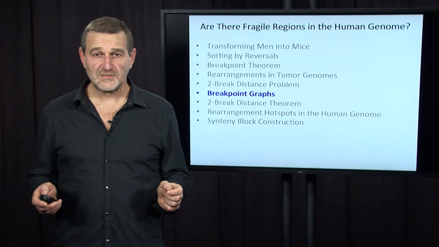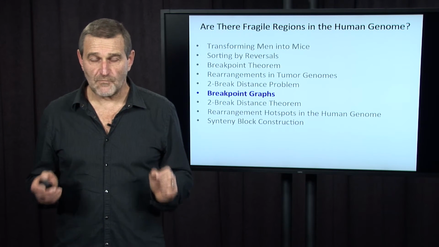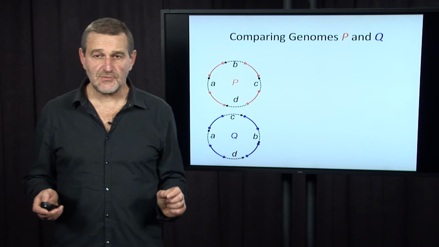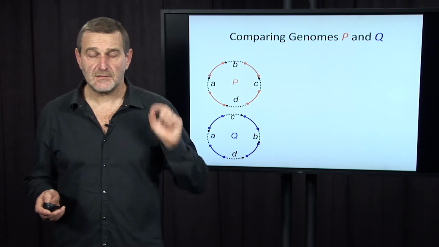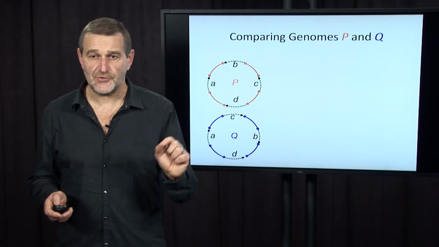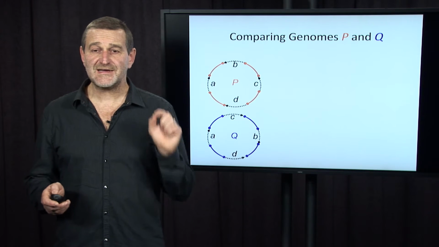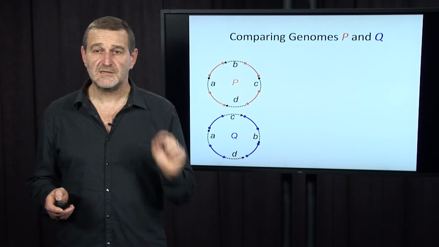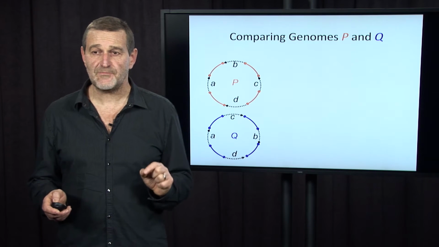We'll now talk about the breakpoint graphs, the workhorse of genome rearrangement studies. Let's take a look at two genomes, a red genome P and a blue genome Q. And now let's arrange the black edges of Q in the same order they are arranged in genome P.